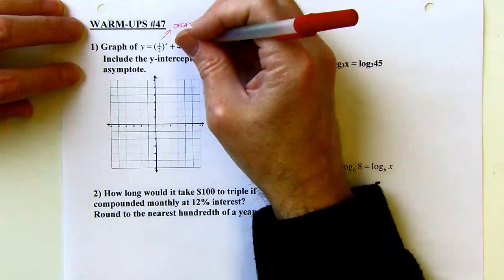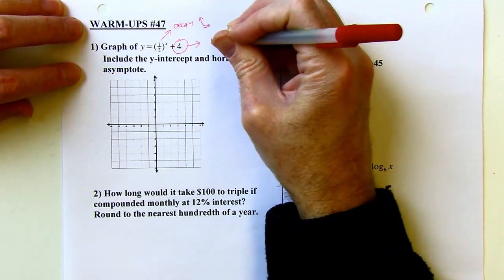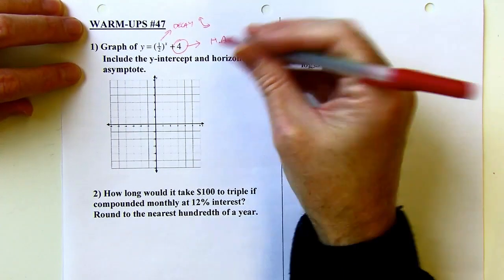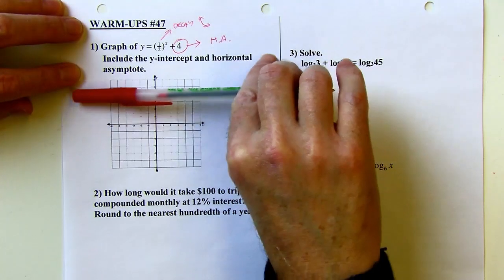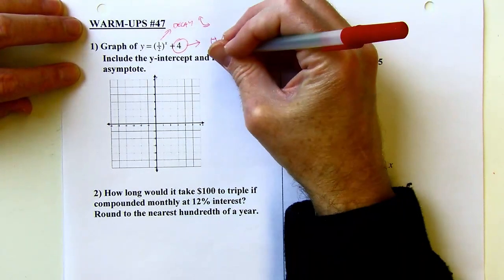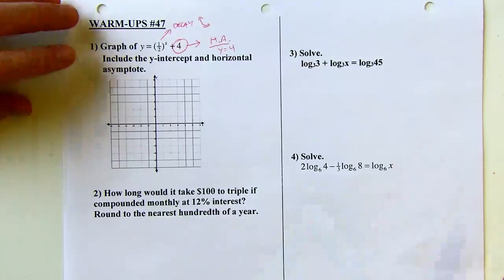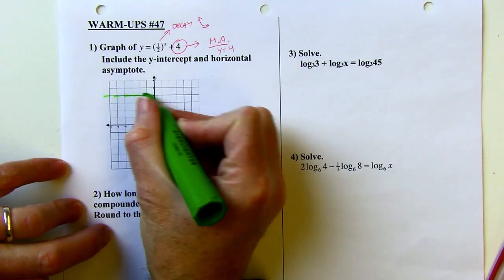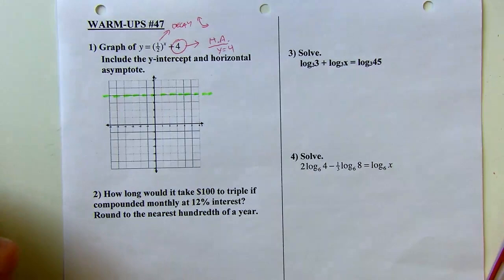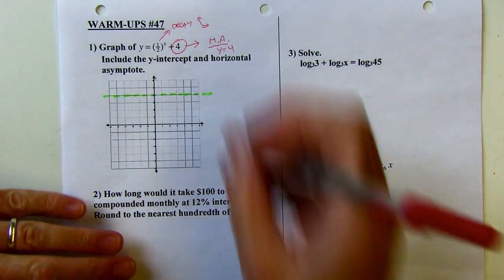So the horizontal asymptote comes from this number. So it's going to be y equals whatever that is. Horizontal means it's going to be this kind of a line, which means it's a y equals line. So my horizontal asymptote is y equals 4. So let's just put that in the graph right off the bat. Okay, there it is.